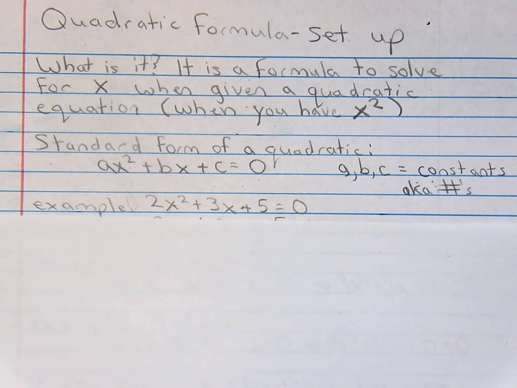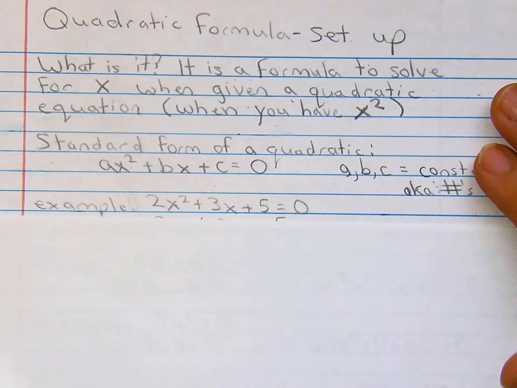And that is kind of a key factor, is that we want to make sure it's equal to 0. If it's not equal to 0, then you want to use the subtraction property of equality or the addition property of equality, whatever need be to get it set equal to 0 and get all your variables and constants on one side. It makes life a lot easier for the situation.